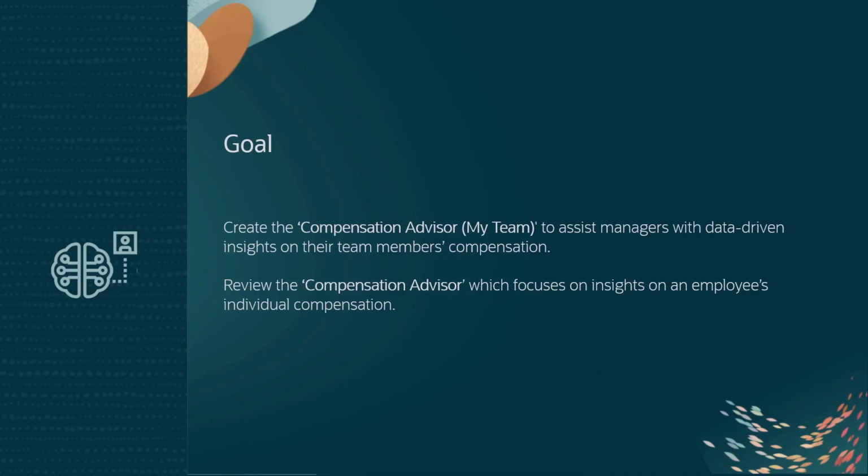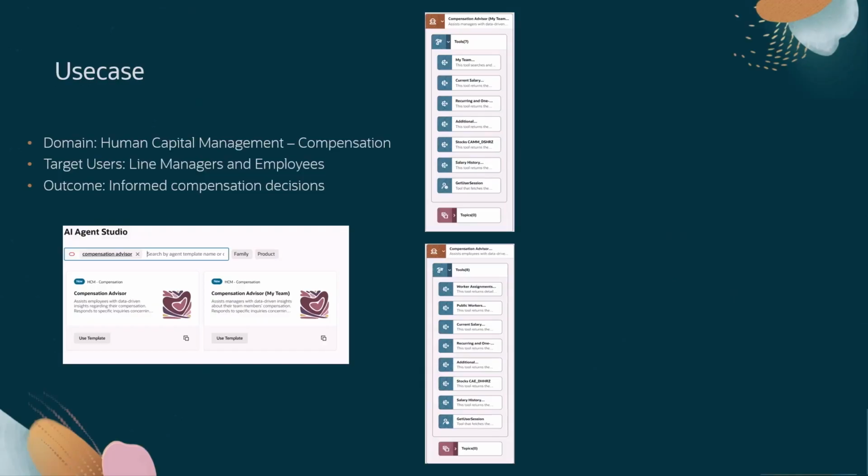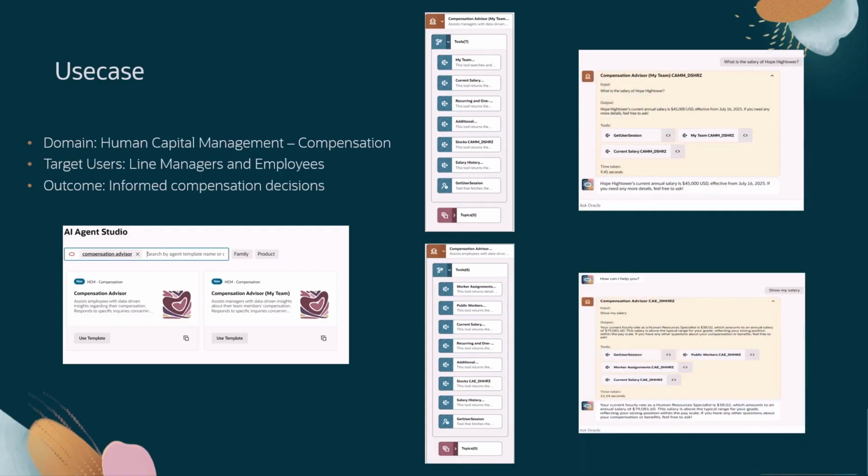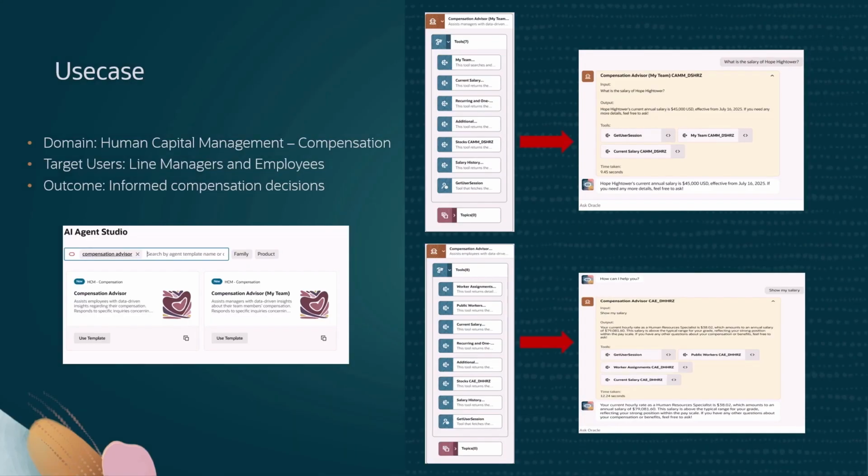It is like the Compensation Advisor, My Team agent, with a focus on assisting employees with their own compensation data. Both AI agents, Compensation Advisor, My Team, and Compensation Advisor aim to support managers and employees by assisting them in reviewing compensation details such as current and historical salary, one-time payments, and stock options. This empowers managers to make informed decisions on team compensation and promotes transparency and fairness for employees.